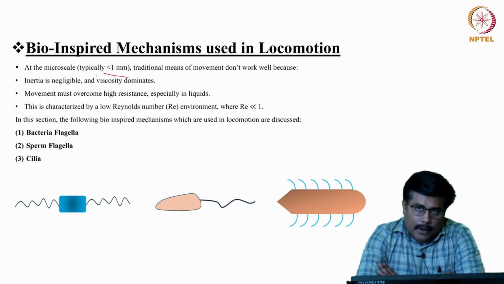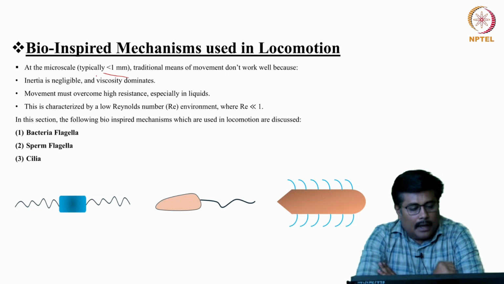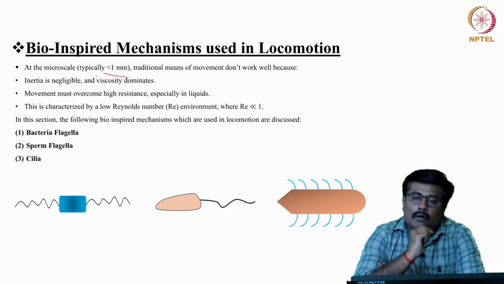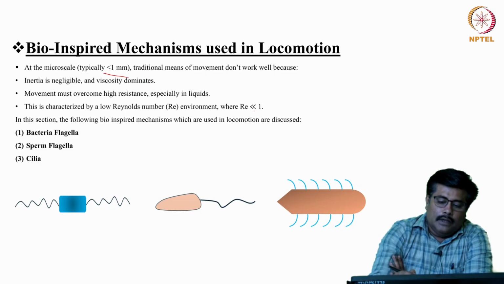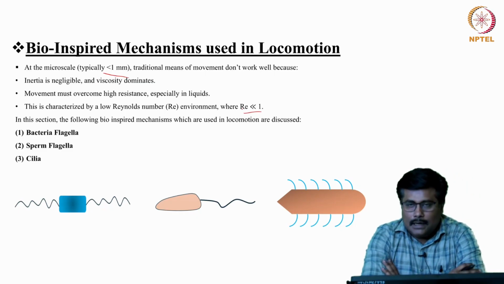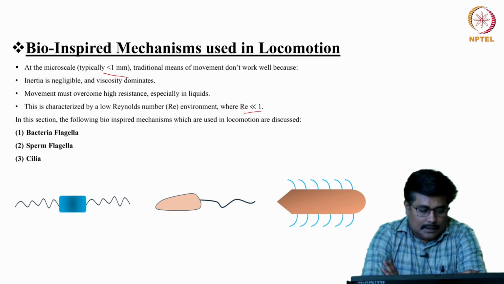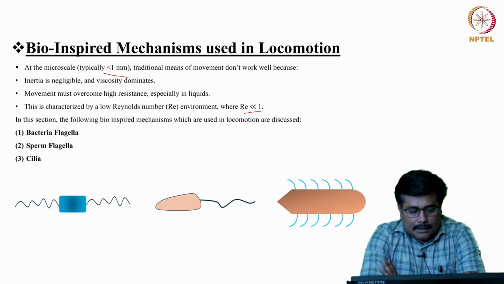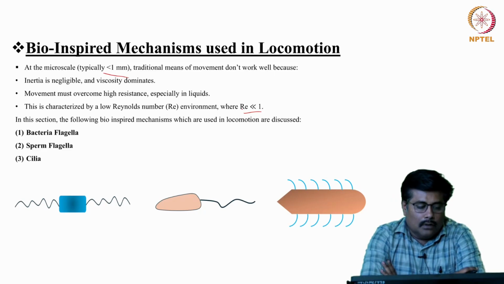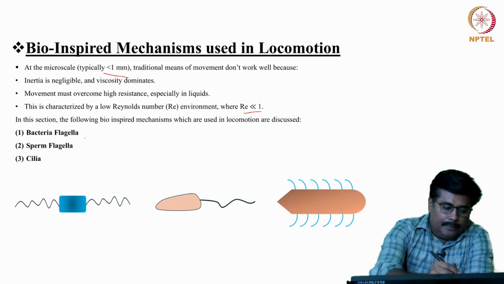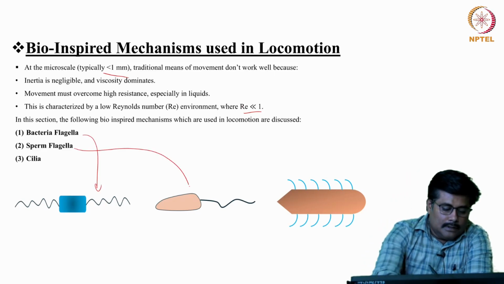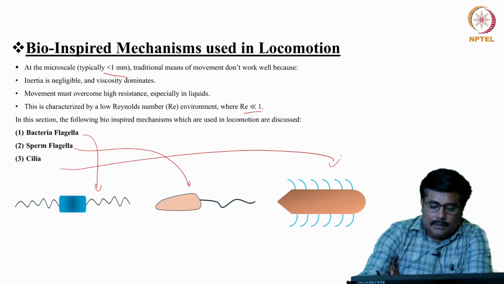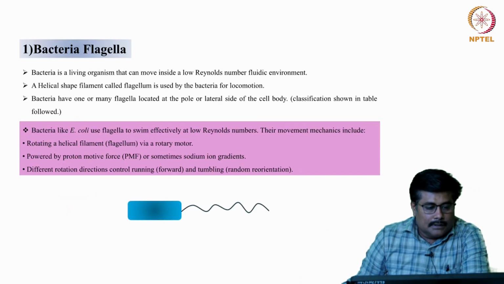These bio-inspired mechanisms are heavily characterized for low Reynolds number environments. That is what we discussed in the earlier slide, where Re is less than 1. In this section, we have the following bio-inspired mechanisms used in locomotion: one is the bacterial flagella, the other is the sperm flagella, and this is a cilia-based structure.